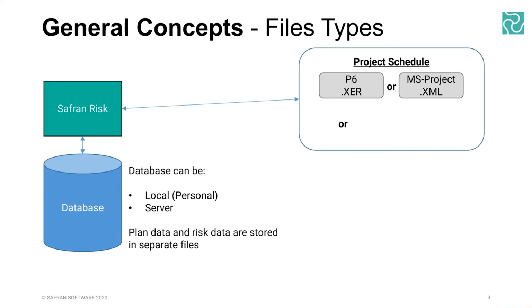When you're actually putting information in and out of Safran Risk, then typically you're going to need a project schedule file. I'm guessing you guys are using P6, so that would be a .xer format. You might have some subcontractors who are using Microsoft Project, so we can import those as a .xml file as well. But the third and final file type for project schedules is our own Safran project file type. So you can actually share .spx files around with your team as well when using Safran Risk.